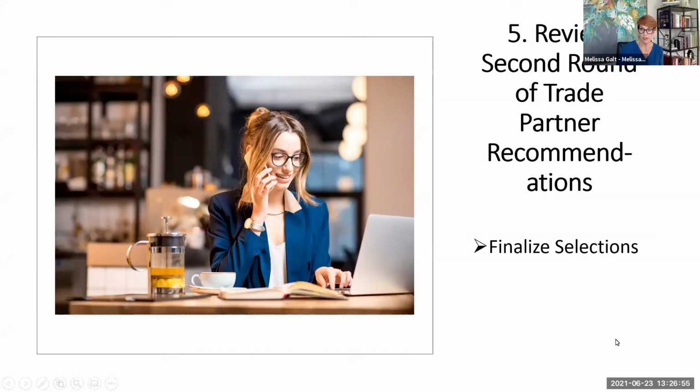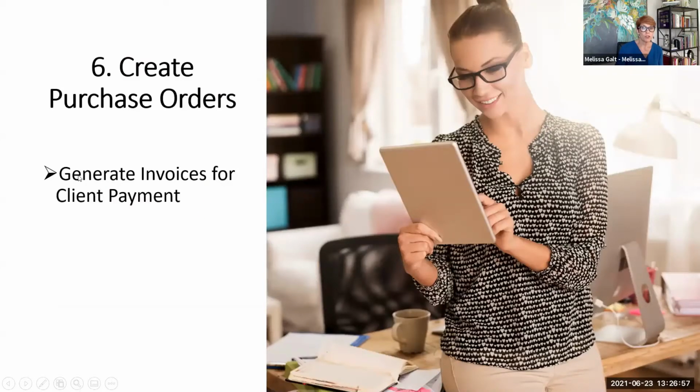Finalize your selections, and then create your purchase orders. You generate your invoices for client payment. You never, ever, ever order, purchase, procure without client payment. Okay. One of my mantras is, I want you working into the money. I don't want you ever chasing it. That means services and product are paid in advance of installation, always.